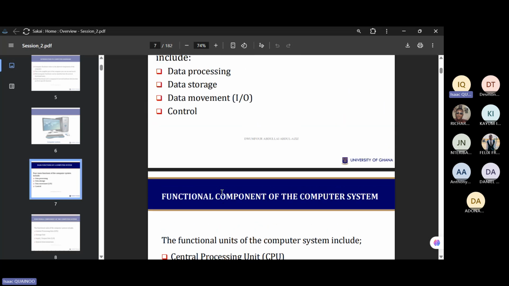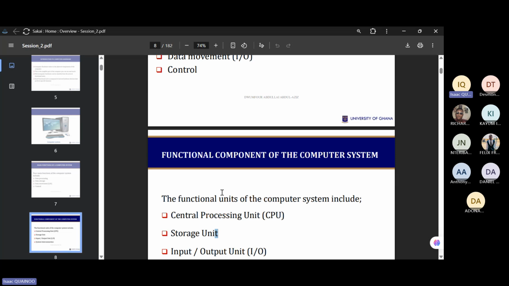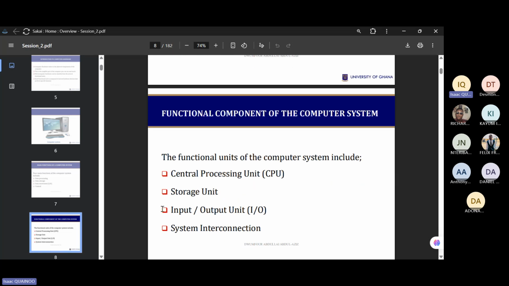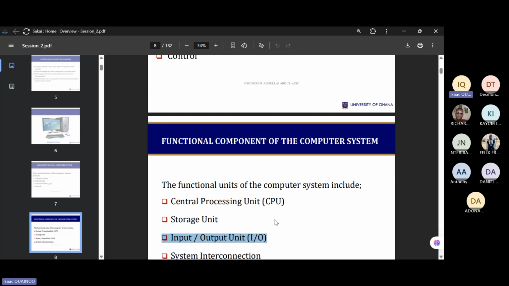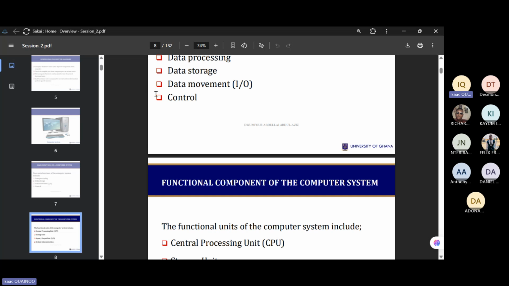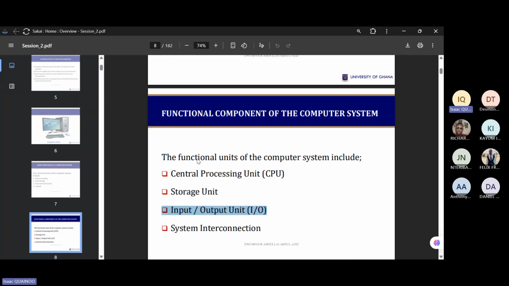So when we are talking about data movement, input or output, we are talking about input or output units. And if we are talking about our control units here, then we are talking about system interconnection. This is something that you should always know at the forefront: the functions of the computer and the functional units which are in charge of coordinating those functions. Okay, so let us continue.